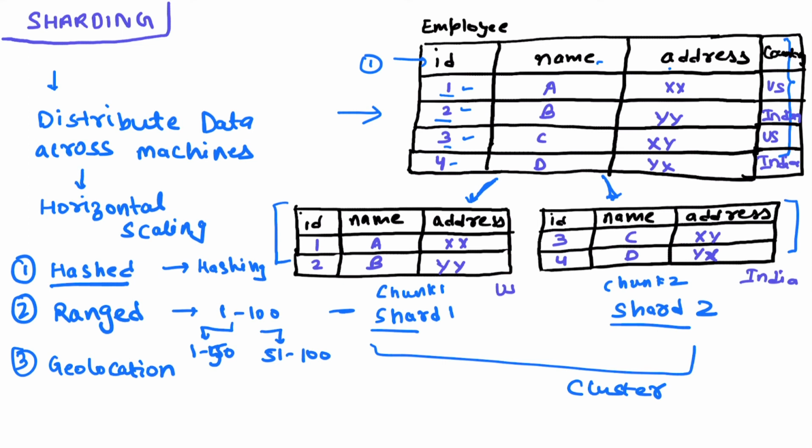Based on geolocation sharding, if you have defined your country as the geolocation column, then employee 1 and employee 3, because both are in US, so record numbers 1 and 3 will go to shard number 1, and record numbers 2 and 4, which belong to India, will go to shard number 2. In this way also you can distribute your data based on geolocation. This is another type of sharding, and there can be different strategies within geolocation also.